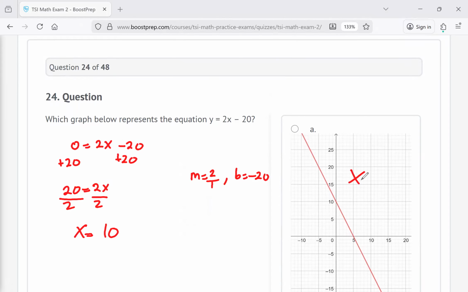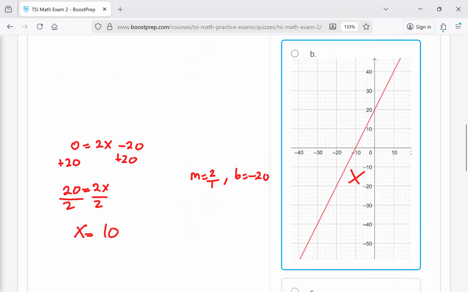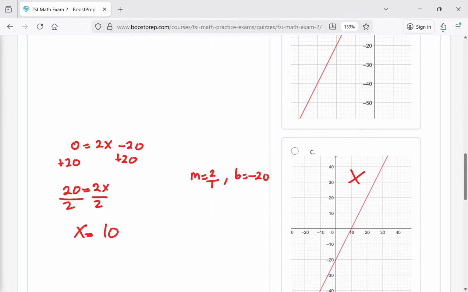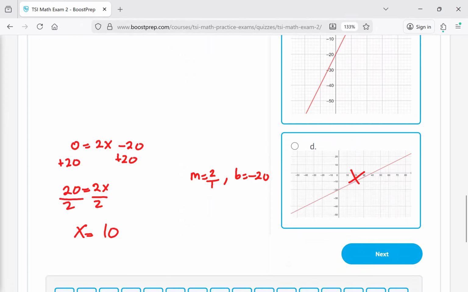So I know it's not A, because that slope is negative. Is it this one? It has a y-intercept of positive 20, no. So y-intercept of negative 20, x-intercept positive 10, slope is positive. Looks good to me, but let's double check D. It is positive, but my x-intercept is off, so it can't be that one.